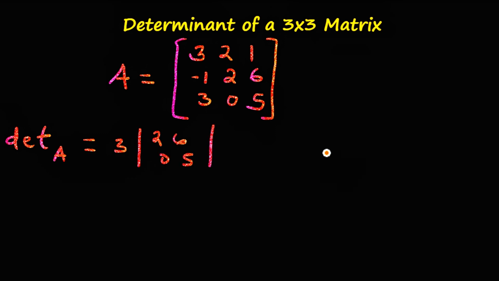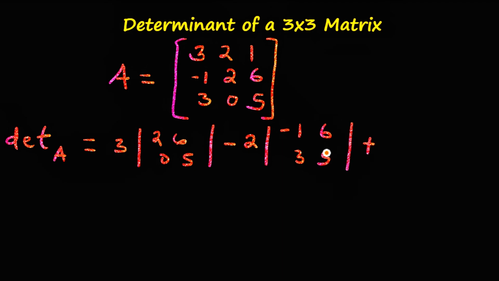5. Then we're going to subtract the next entry, that is 2. Again, you multiply that by the small matrix that is left when you cover its row and its column. So we're left with negative 1, 6, 3, 5.